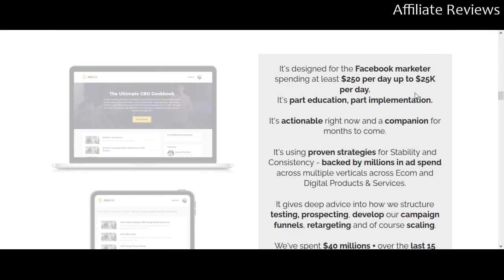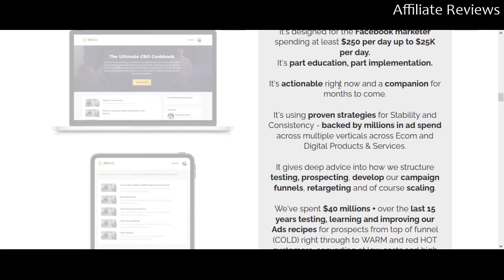Okay, so designed for the Facebook marketer spending at least $250 per day, up to $25,000 per day. Part education, part implementation. What does that mean? Well, the education part means that you need to know what to do. The implementation part means it doesn't matter what you know if you don't do it. So it's going to be up to you to do the training in the modules and then to actually put it into practice in your Facebook ads.